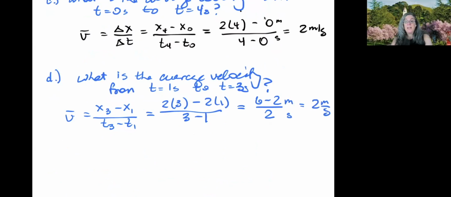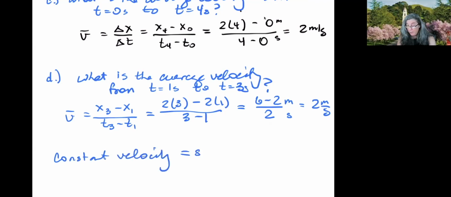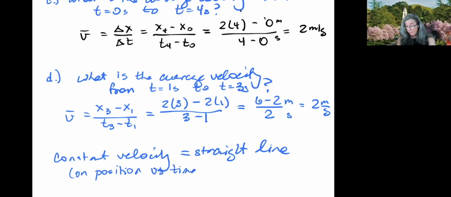So exactly what I was saying, you pick any interval, this is the special case. For the special case of constant velocity, the position graph is a straight line, not a flat line, but a straight line. In this case, it had a slope of 2. Straight line on the position versus time graph.